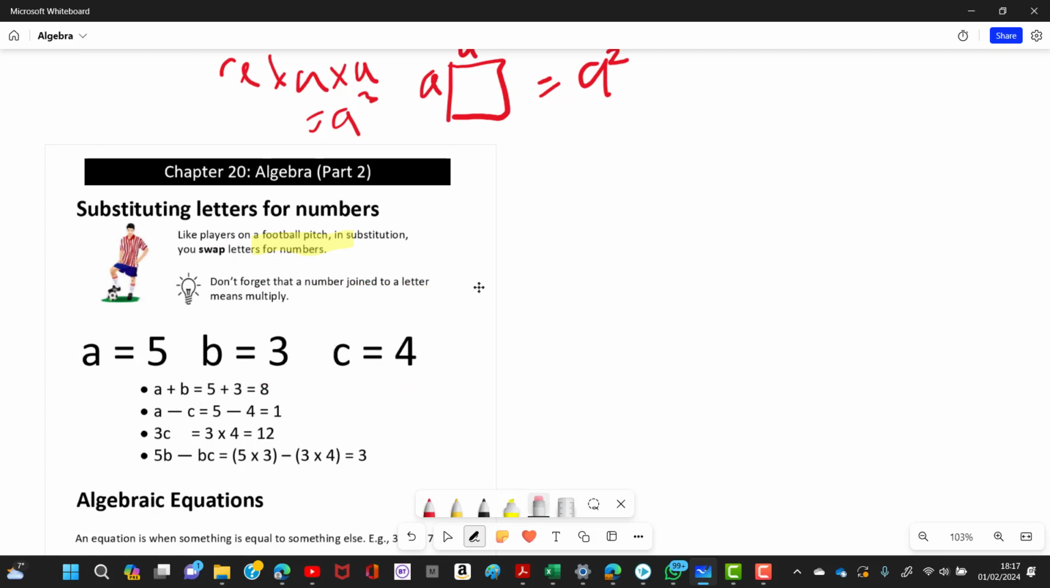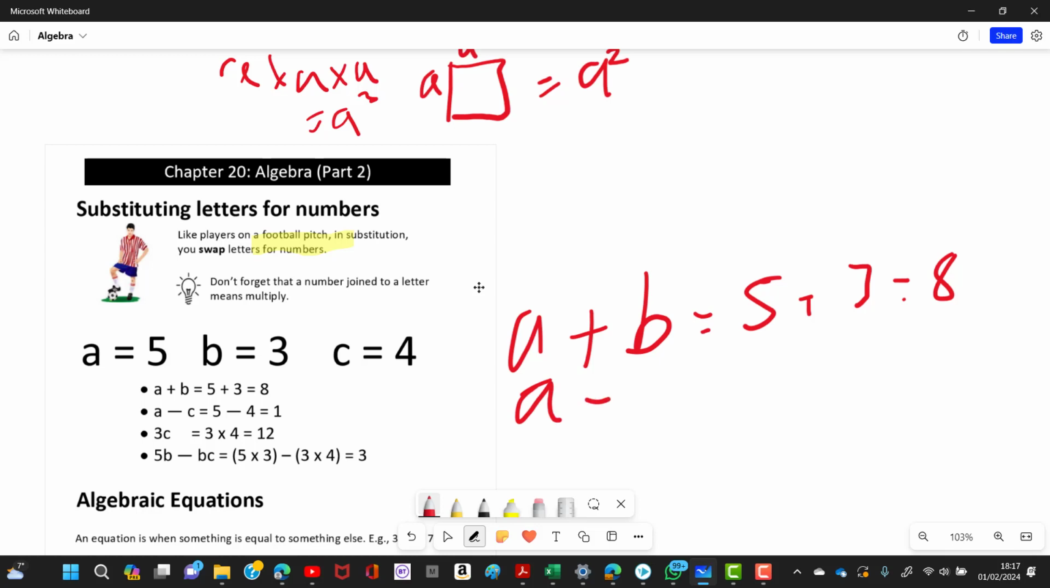So if you do A plus B, so that equals 5 plus 3, which equals 8. If you do A minus C, that's 5 minus 4 equals 1.